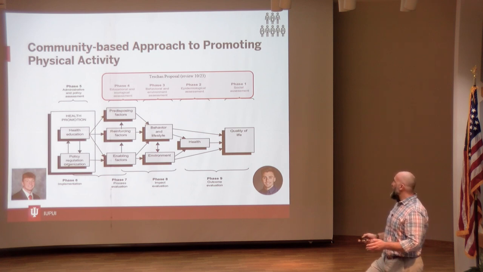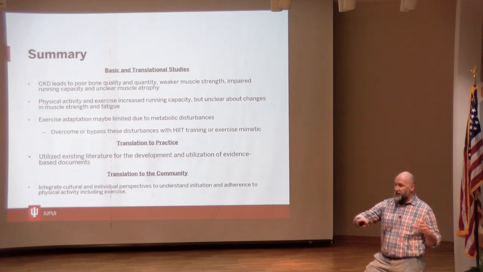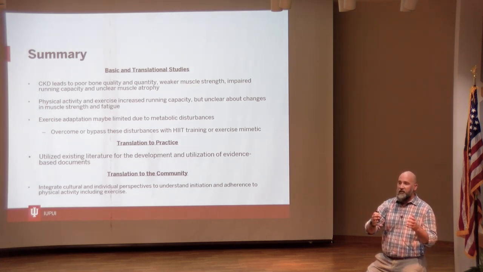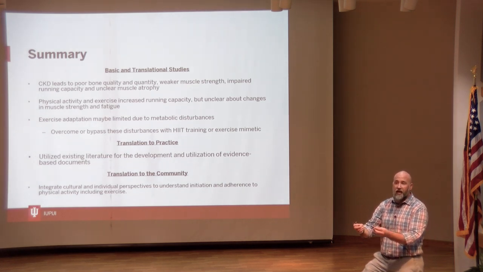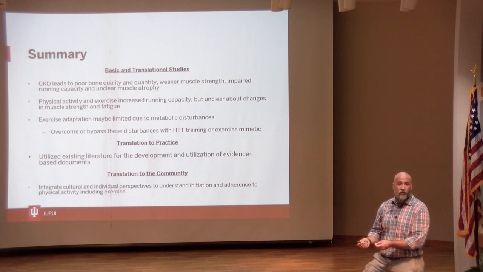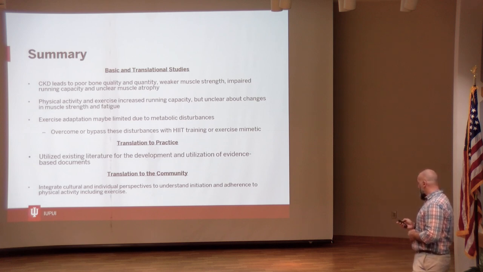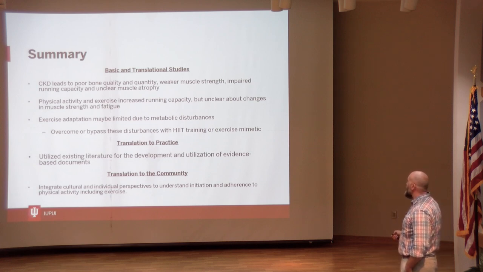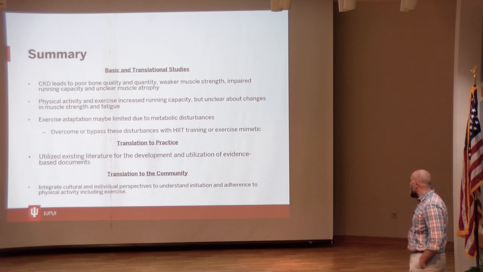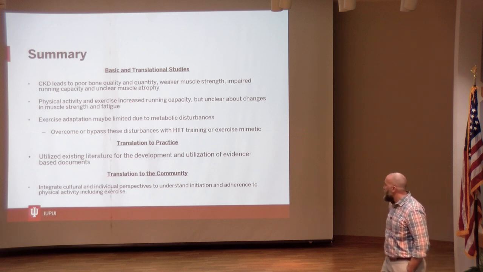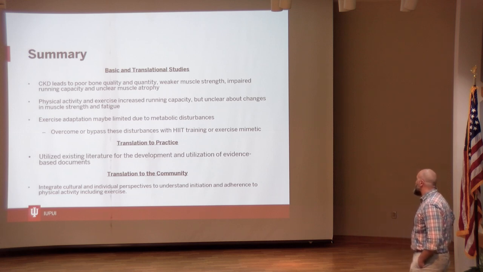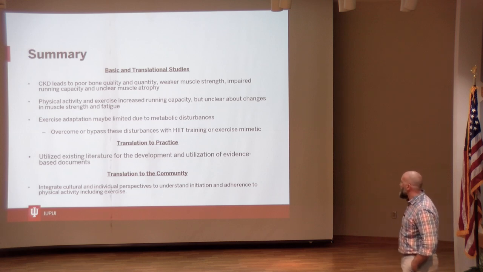So we're trying to span the science continuum of optimizing exercise, trying to get the word of exercise out, and then trying to figure out how to get people to do it, because either you love it or you hate it. You only stay in the middle for so long. So from a basic translational science standpoint, CKD leads to poorer bone quality and quantity, weaker muscle strength, impaired running capacity, and maybe muscle atrophy. Physical activity and exercise can increase running capacity, but it's not really clear whether or not it improves muscle strength or fatigue.